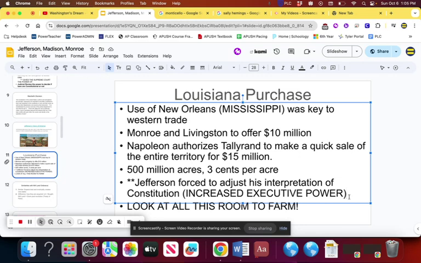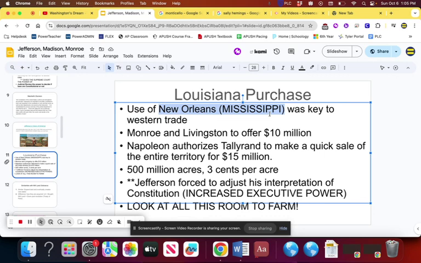It ended up being a really good decision because not only do we have all this room to farm, but we also buy the city of New Orleans, which is right at the bottom of the Mississippi River. We now have full control of the Mississippi River. So if I were giving you the ID term for Louisiana Purchase, the U.S.